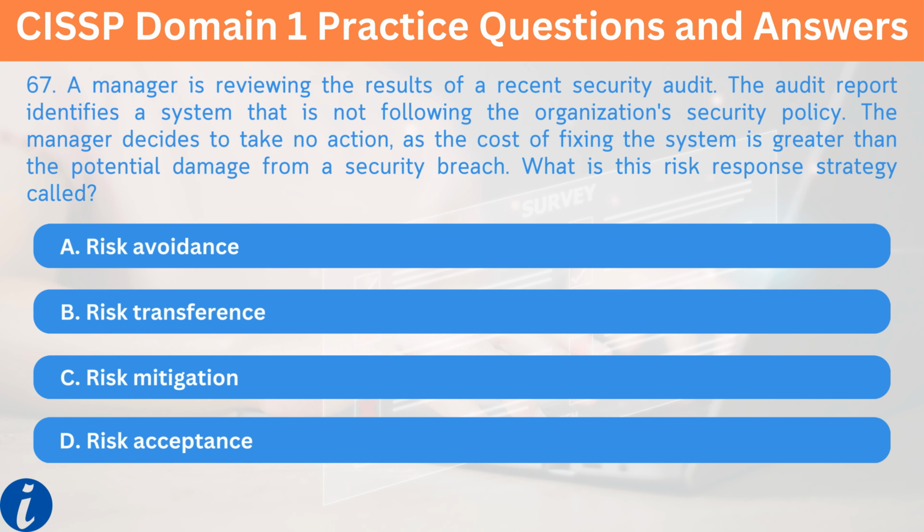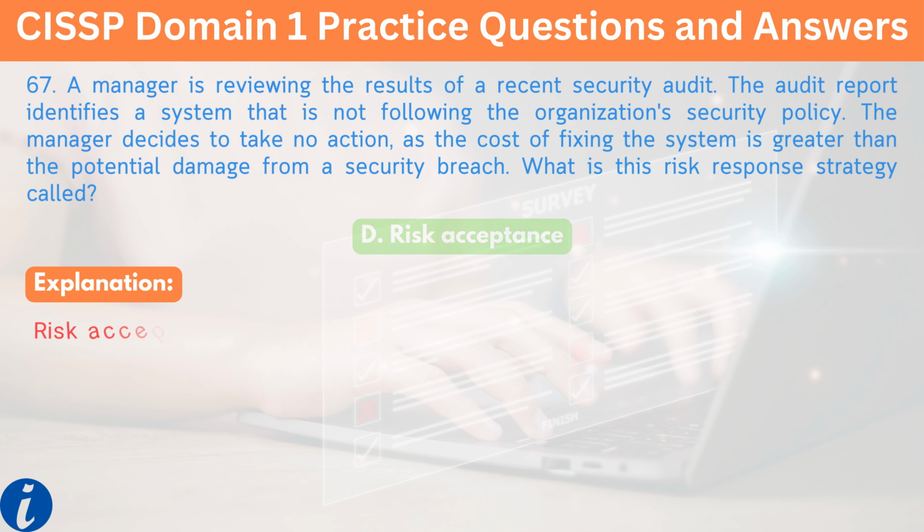67. A manager is reviewing the results of a recent security audit. The audit report identifies a system that is not following the organization's security policy. The manager decides to take no action, as the cost of fixing the system is greater than the potential damage from a security breach. What is this risk response strategy called? A. Risk avoidance. B. Risk transference. C. Risk mitigation. D. Risk acceptance. The correct answer is D.